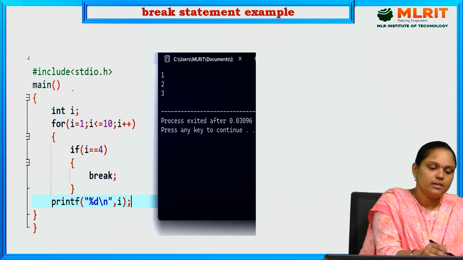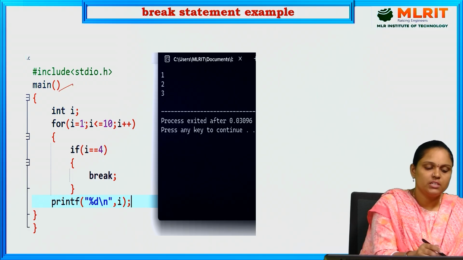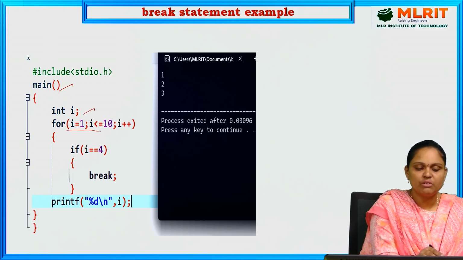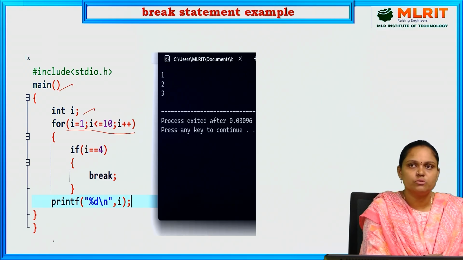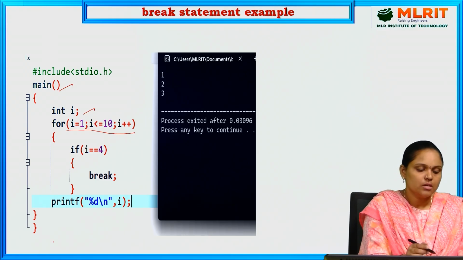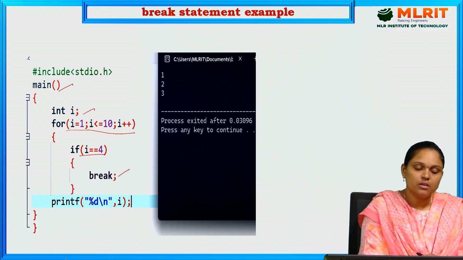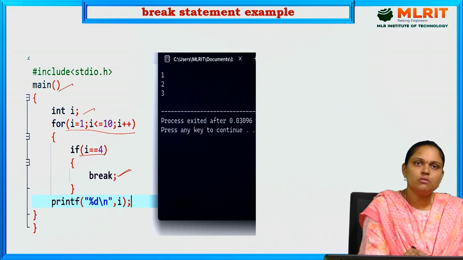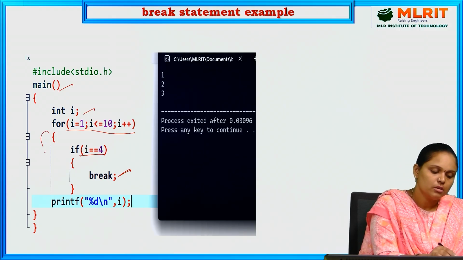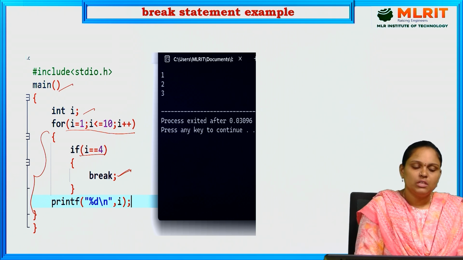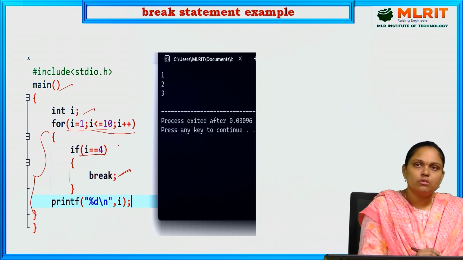So coming to the break statement, one example program. This is a header file, and then the next one is the main function. Here we are taking one variable i, and in this for loop we have given i equals 1, i less than or equals to 10, and i plus plus. Suppose if it meets the condition, then the compiler encounters this break. If the compiler encounters the break, we come out of this for loop, even though the condition is false.